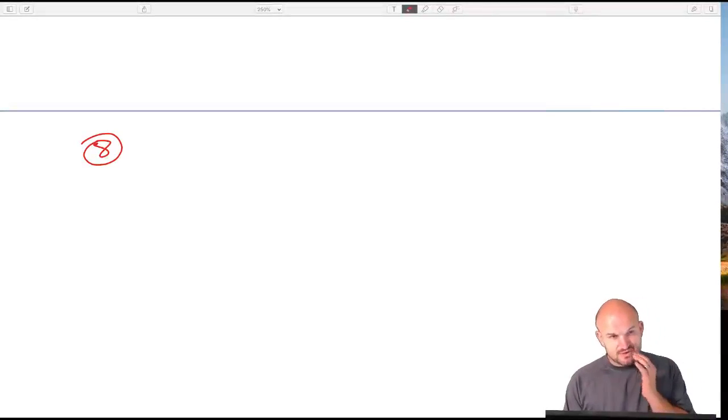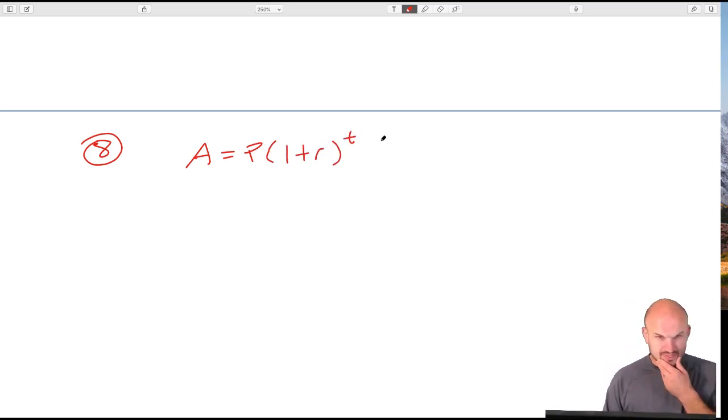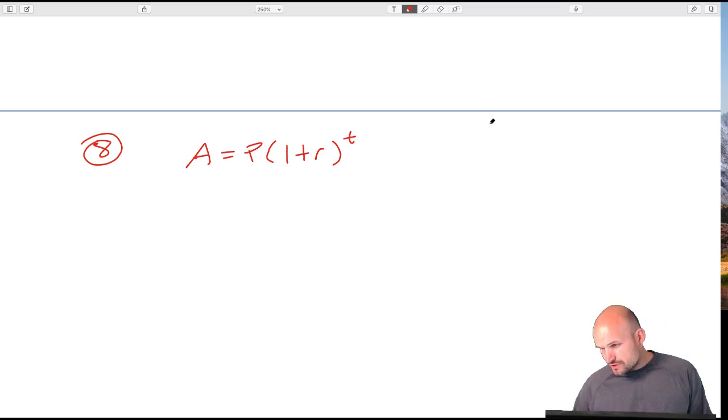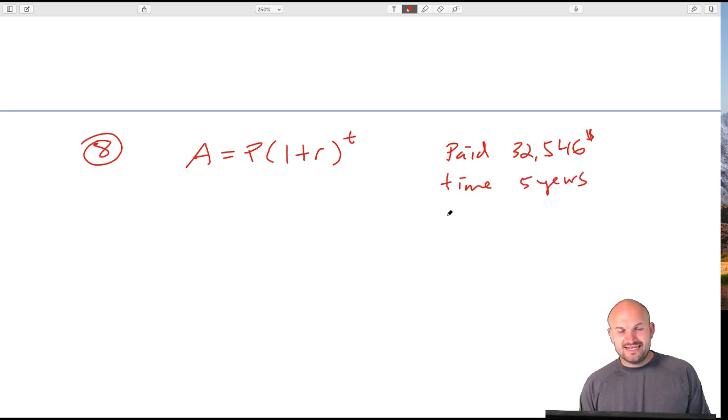All right, so we have basically a question of A is equal to, or the formula P times 1 plus r raised to the t. All right, and correct me if I'm wrong here, Sky, but basically what we have is, so she's paid $32,546. The time that it took her for the time that she paid on that loan was 5 years. She had an interest rate.